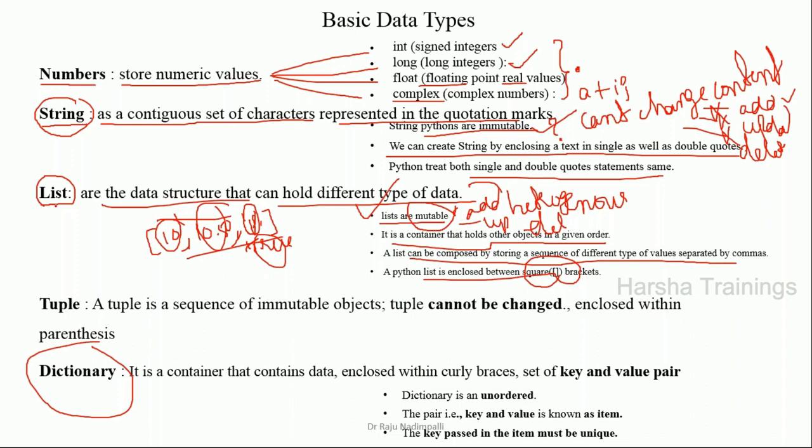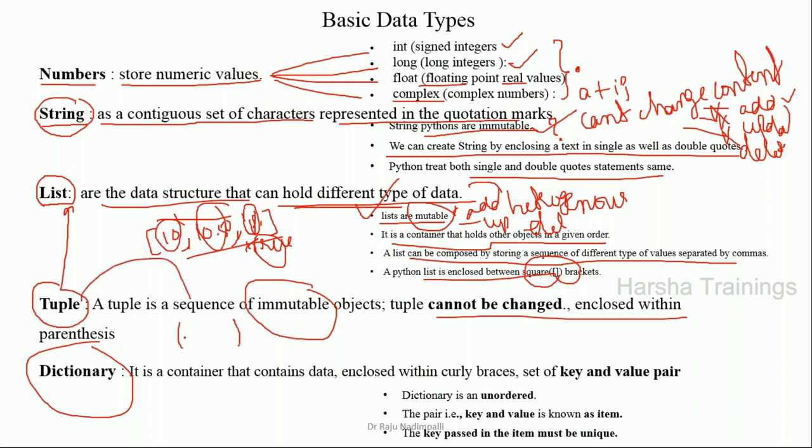Now the next type is called a tuple, which is exactly the same as a list, but with one small difference: a tuple also consists of data in the form of different data types, but it is an immutable object. You cannot change the contents once you create a tuple. Now we are going to use parentheses. Within the parentheses I can store integers, floats, strings, any data type. Now the next one is dictionary.